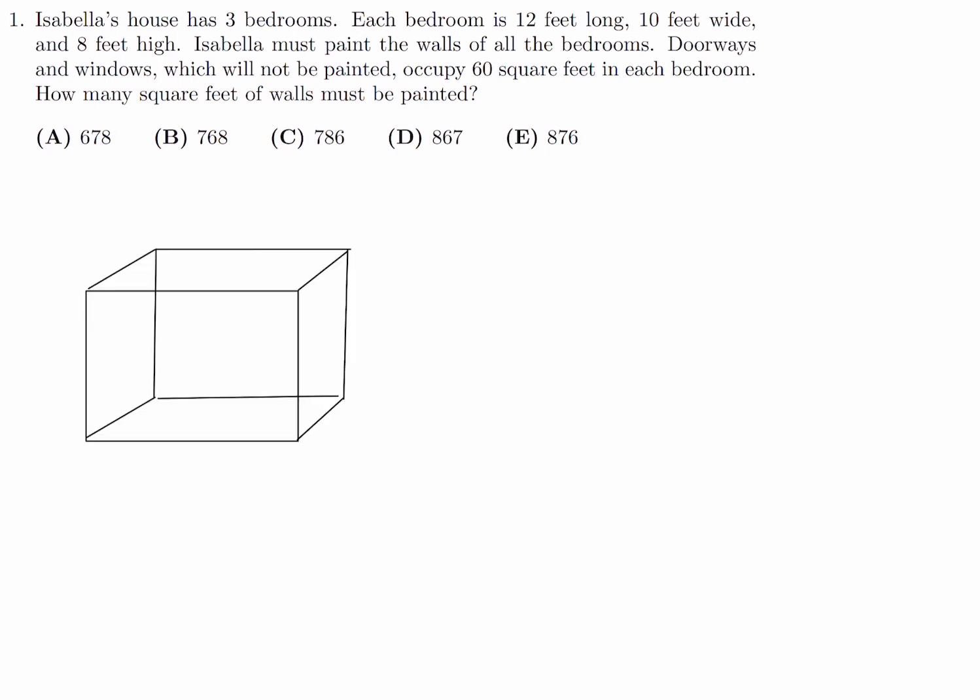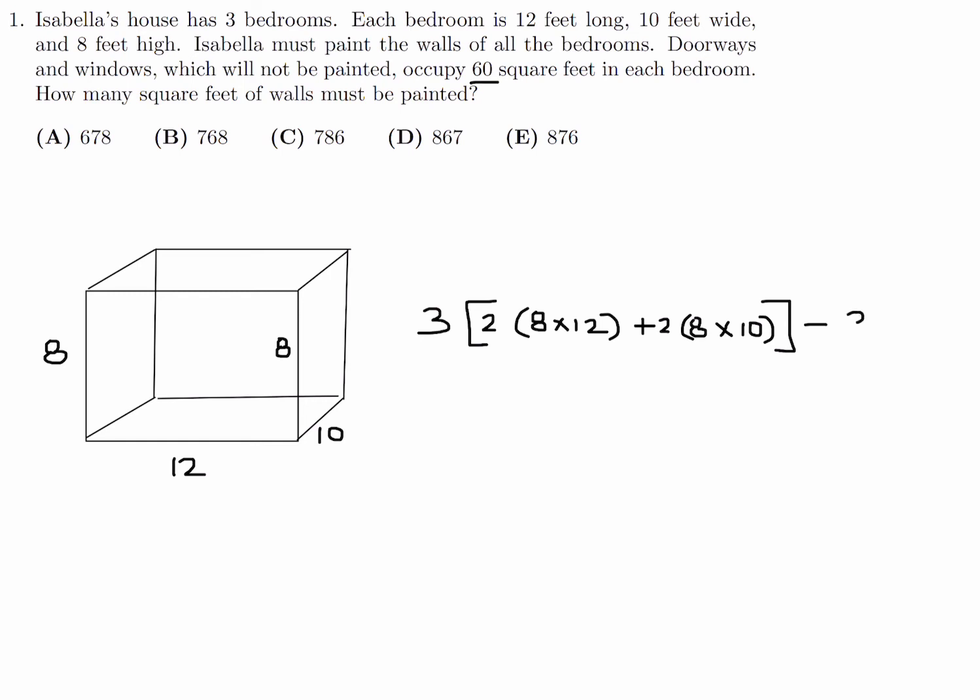So here is the room, and it's 8 feet high, and it's 12 feet across and 10 feet wide, like that. So her room, one of them, if you just look at the walls, it's 8 times 12, and there's 2 of those, and the other wall is going to be 8 times 10, and there's 2 of those. But there's 3 bedrooms, so we have to multiply this whole thing by 3. But don't forget to subtract the fact that there's 60 square feet in each bedroom that does not need to be painted, so 3 times 60. And this is going to give us our answer.